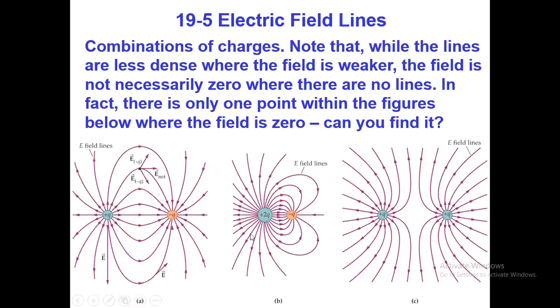Electric field lines, another concept, is the combination of charges: if two charges are combined into a single region, near and far from each other. Note that while the lines are less dense where the field is weaker, the field is not necessarily zero where there are no lines. In fact, there is only one point within the figures below where the field is zero. Can you find it?